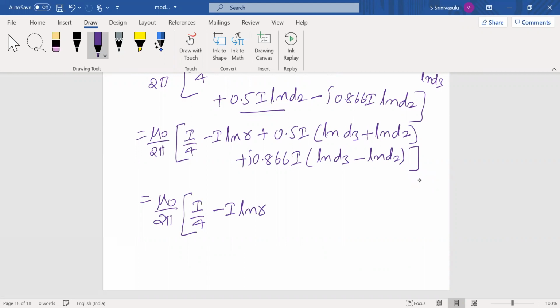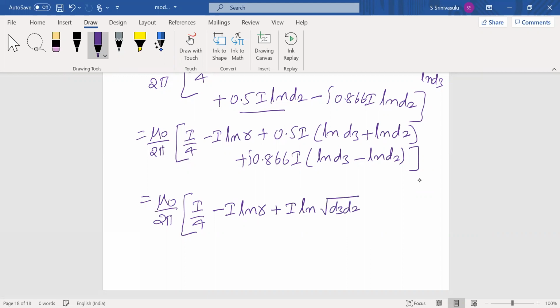Now simply I am saying that log A plus log B is log AB, and log A minus log B is log A by B. Right or not? Simply I can write C here plus j into ln of, can I write like this, root over d3 into d2.